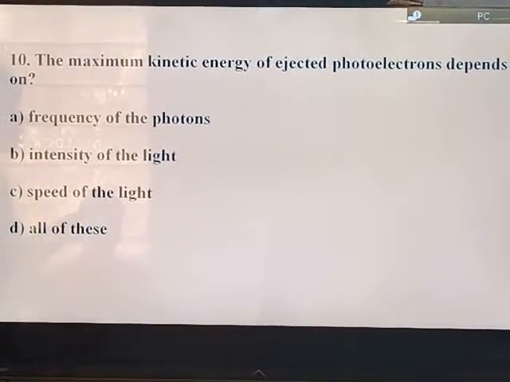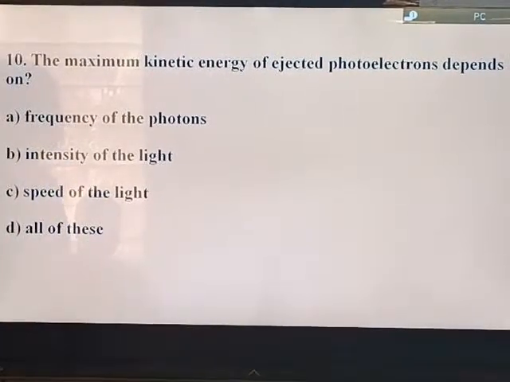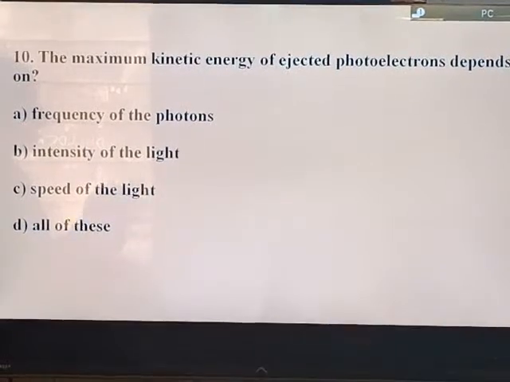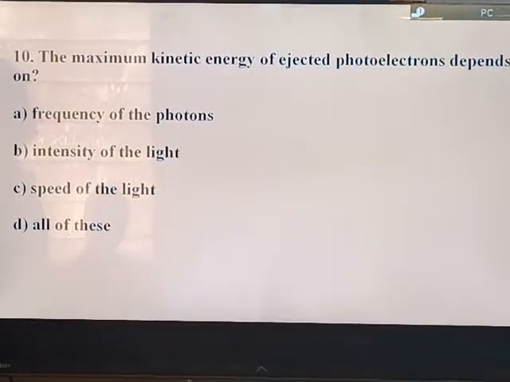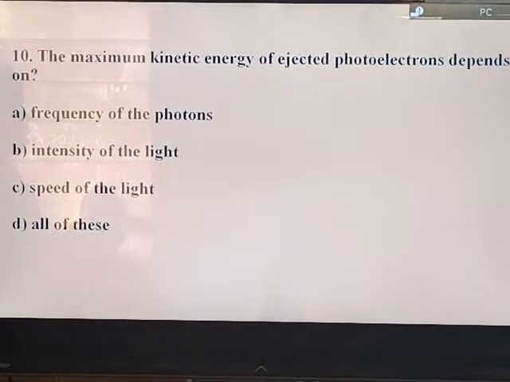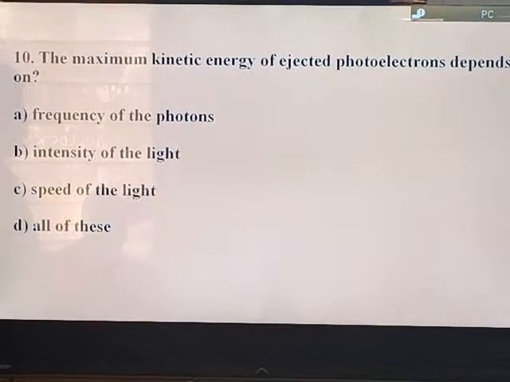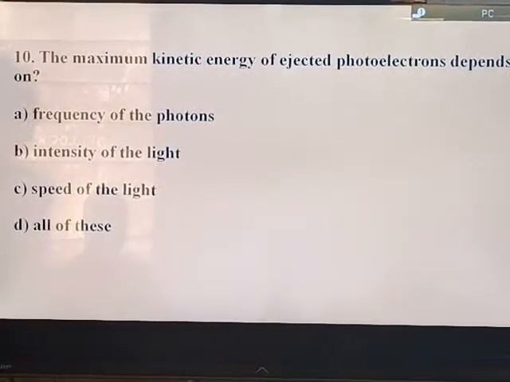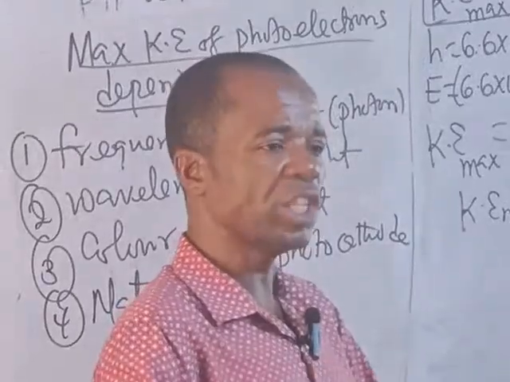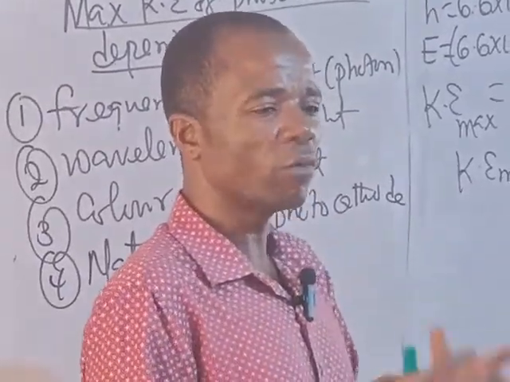Now, it is possible at times that they can ask you that the number of photoelectrons will depend on that. Now, the question is no longer asking about the maximum kinetic energy, that is, how many photoelectrons will be ejected when light is incident on a particular photocathode. The number of photoelectrons ejected depends on option B, that is the intensity of the light. The higher the intensity, the more the number of ejected photoelectrons. The lower the intensity, the lower the number of ejected photoelectrons.